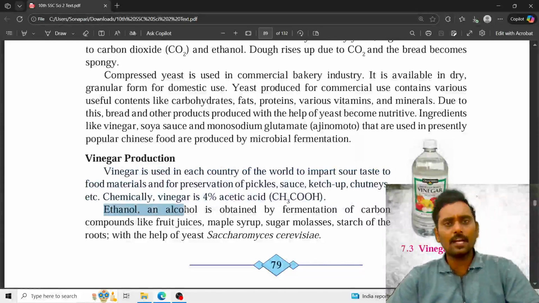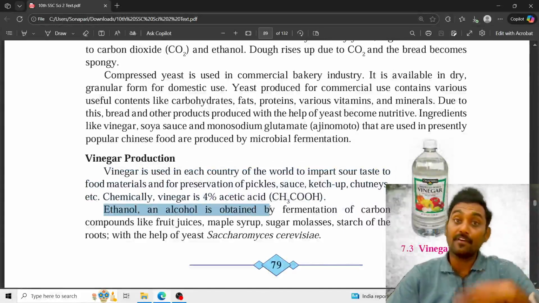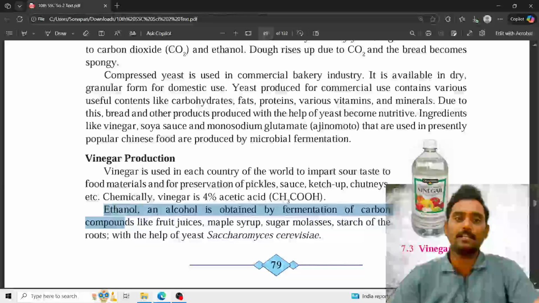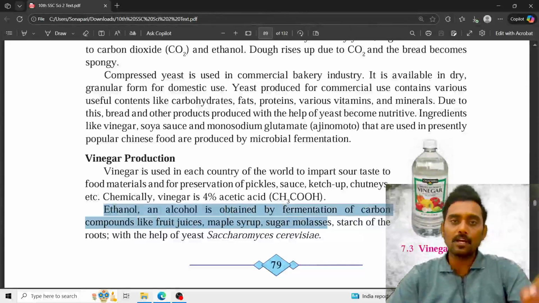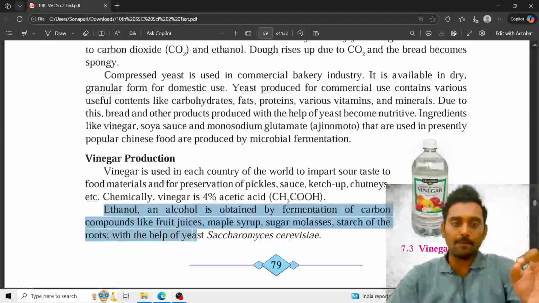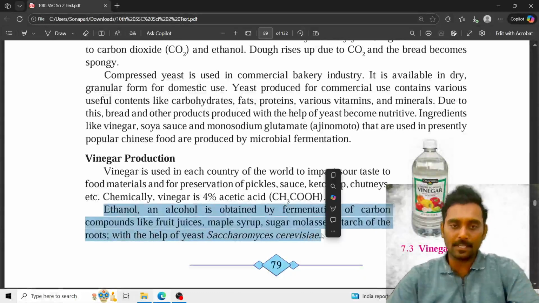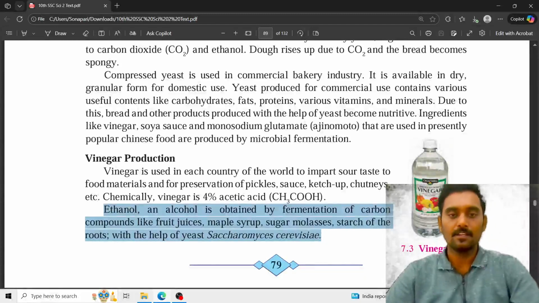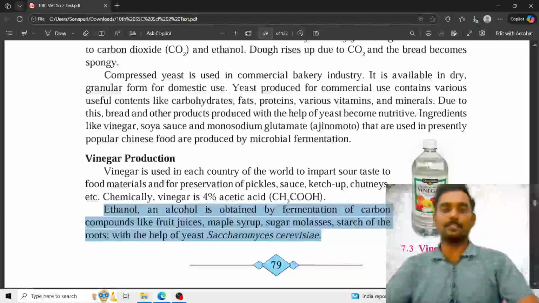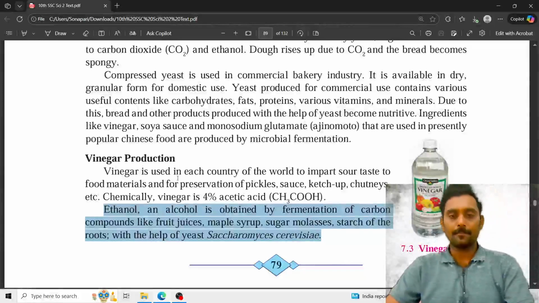So ethanol, an alcohol, is obtained by fermentation of carbon compounds like fruit juices, maple syrup, sugar molasses, and starch of the roots with the help of yeast, Saccharomyces cerevisiae. Okay, so ethanol is obtained using this alcohol, and it is fermented by using this Saccharomyces cerevisiae in the compounds of fruits, maple syrup, sugar molasses, etc.